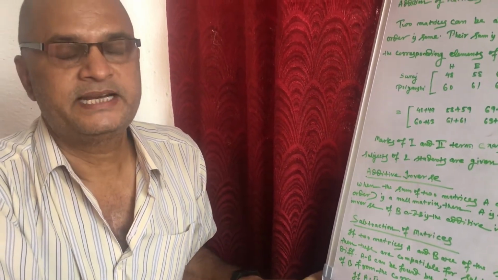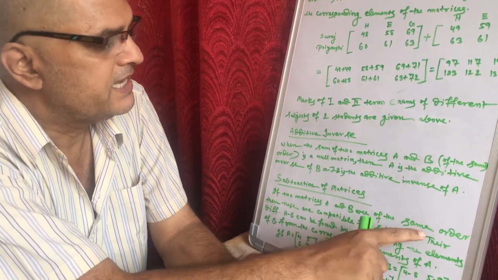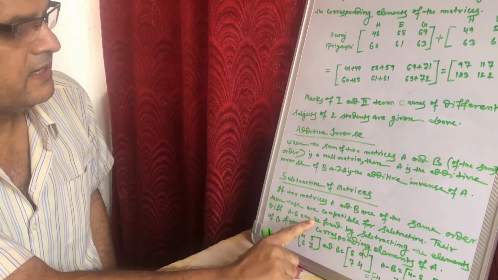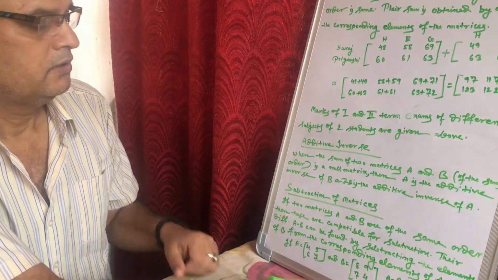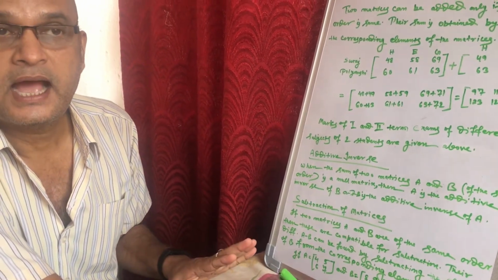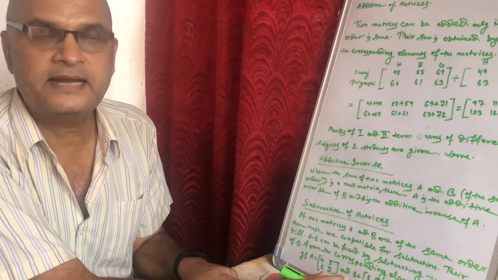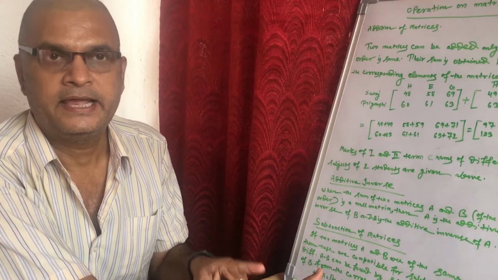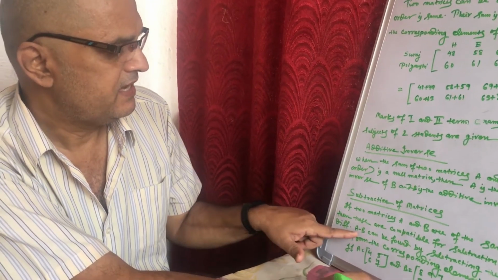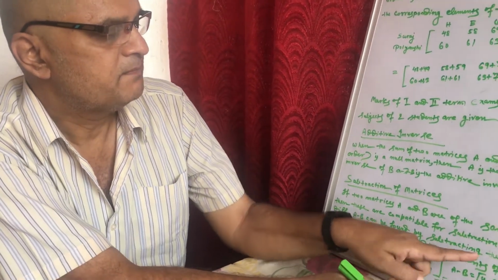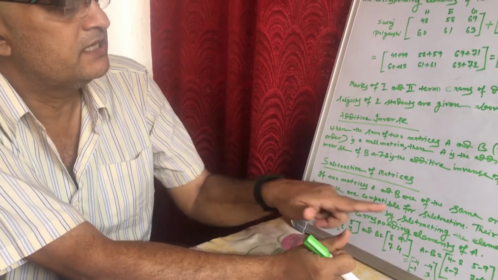Okay. Now see the process of subtraction of two matrices. If two matrices A and B are of the same order, then they are compatible for subtraction. That means only if the two matrices A and B are of the same order, it is possible to subtract one matrix from the other. Their difference A minus B can be found by subtracting the elements of B from the corresponding elements of A.